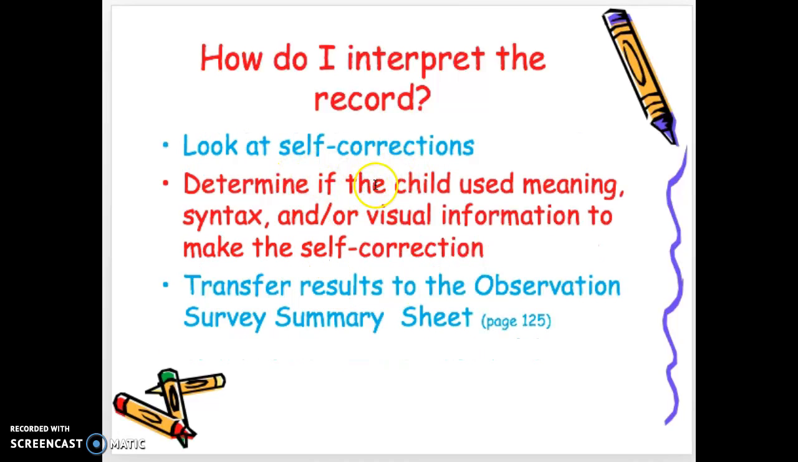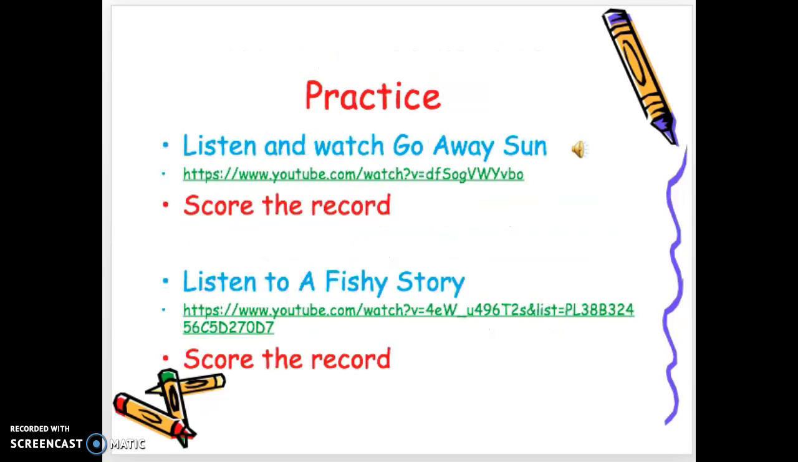Look at the self-corrections. Determine if the child used meaning, syntax, and or visual information to make the self-correction. And so you're going to look at that for each self-correction and determine that, and then transfer the results to the observation survey sheet. And here it says page 125. I'm not sure if that's right, but that's in the Clay book. You can look for that page.